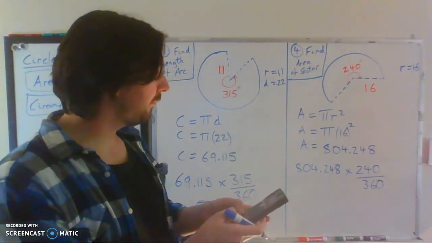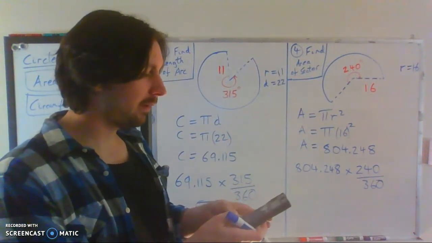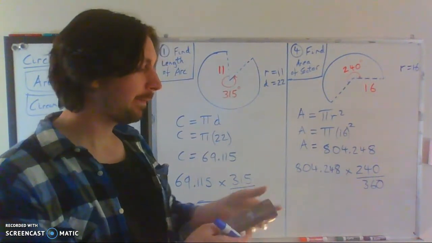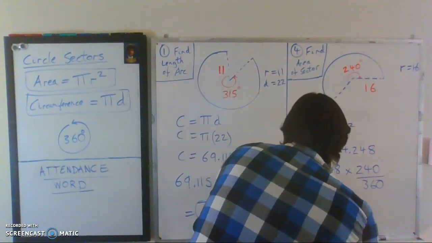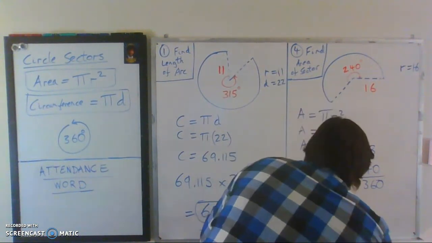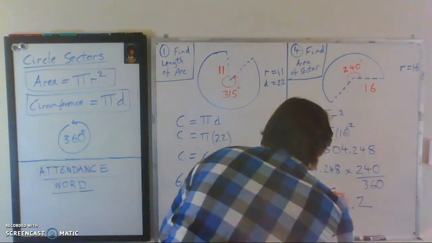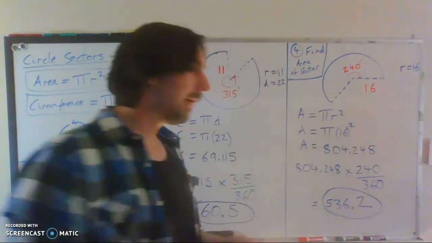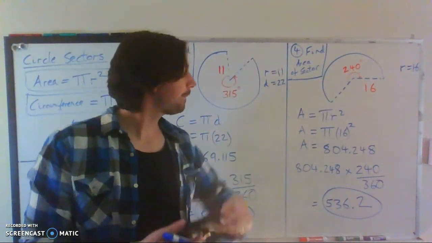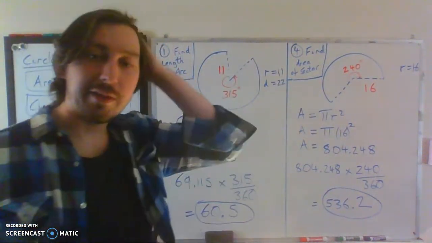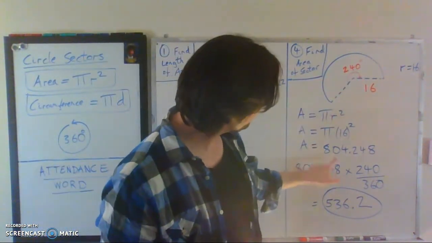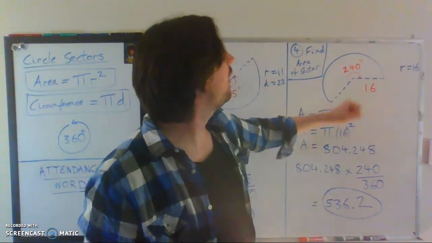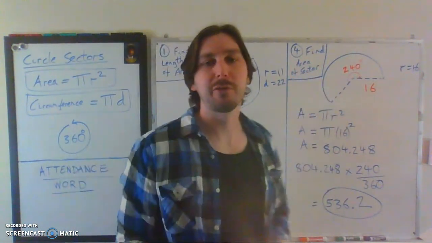So 804.248 times 240 divided by 360 gives me 536.2. Now I'm rounding it. 536.2 feet squared. And that's the area of just this section. Does it seem right? 800, 500, a little more than half? Yeah, that seems right to me.